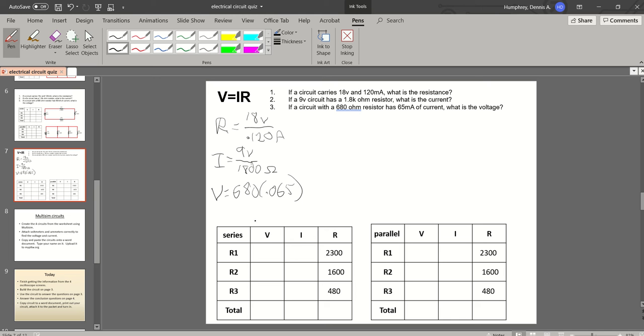All right, down here, I've already put in my resistances, and so for the series, I just add them up, 2,300 plus 1,600 plus 480, and I get 4,380. That's the series. You just add them up. Okay? Now my voltage in a series never changes.